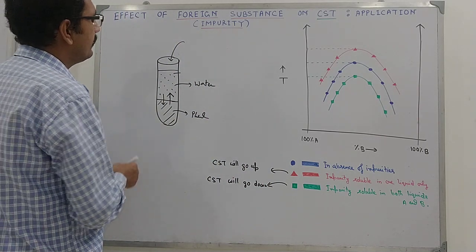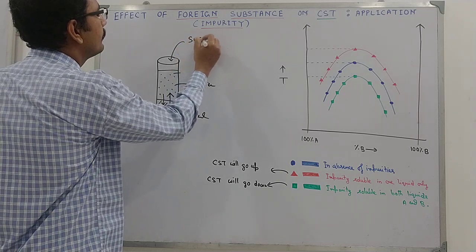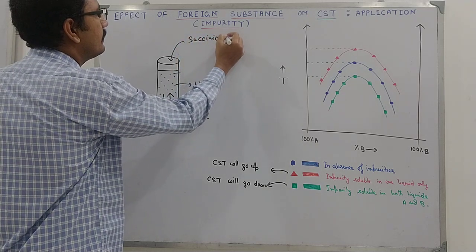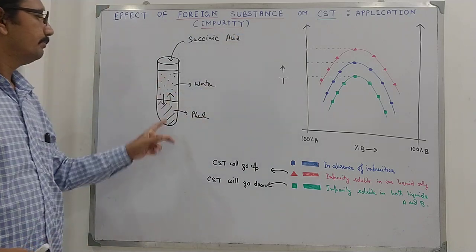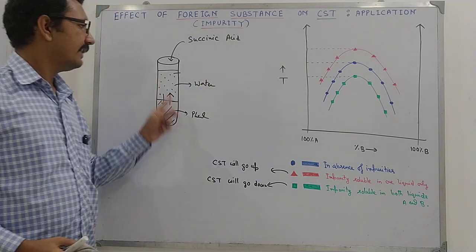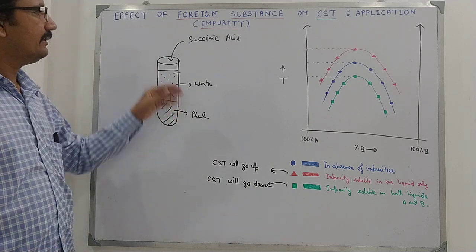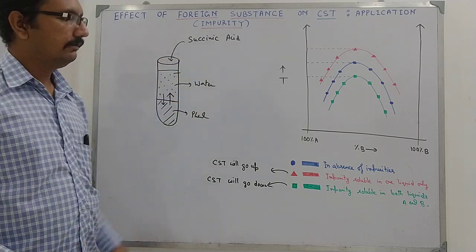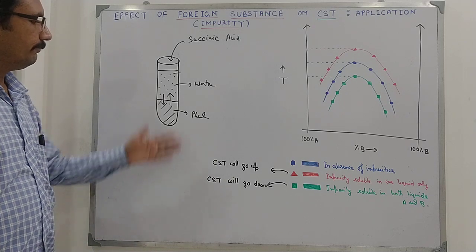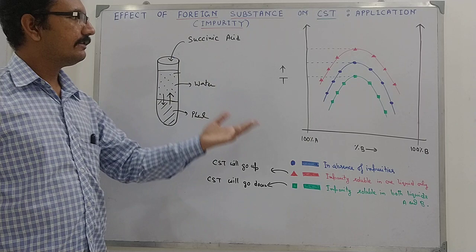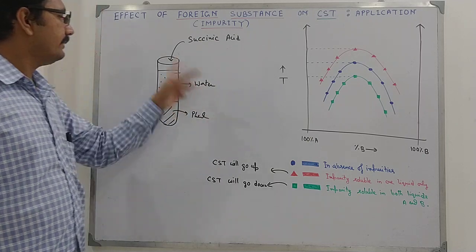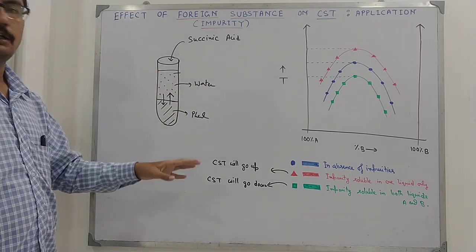Now if we apply succinic acid in phenol water system, it is soluble in both water and phenol, and it will increase the mutual solubility and it will cause a decrease in the critical solution temperature. So if you add KCl to the system, it will increase the CST, and if you add succinic acid to this system, it will decrease the CST.